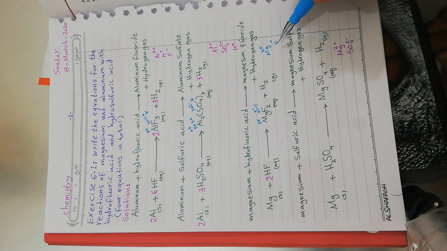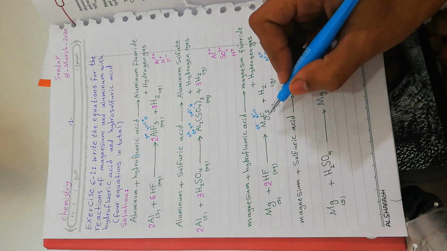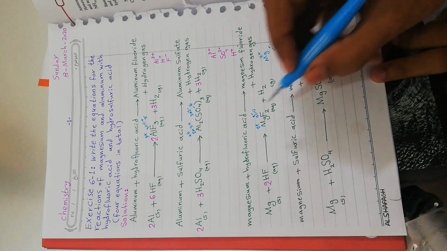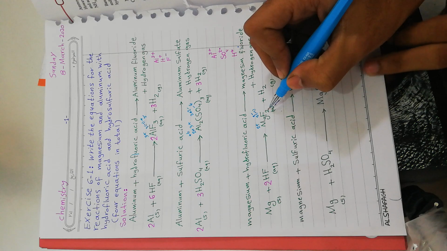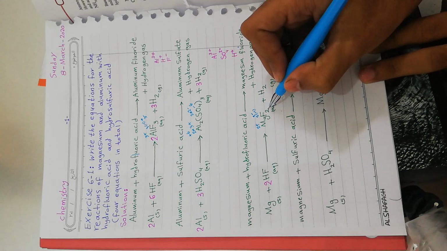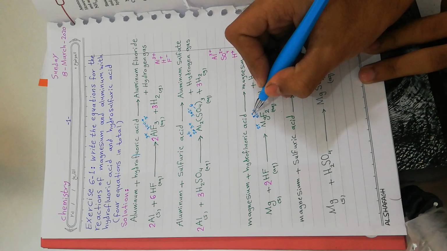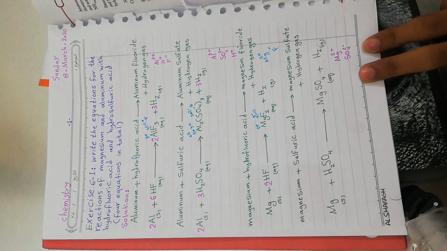So I need 2F to balance with the oxidation state 2 of the magnesium. Each magnesium needs 2F, because magnesium is 2+ and needs F2. Why F2? Because when I multiply 2 of F by the oxidation state of F, which is -1, the result is 2-. 2- is balanced with 2+. The total charge must be 0. Okay?